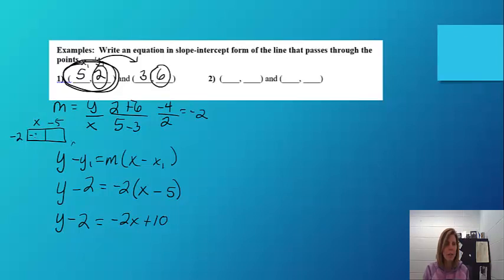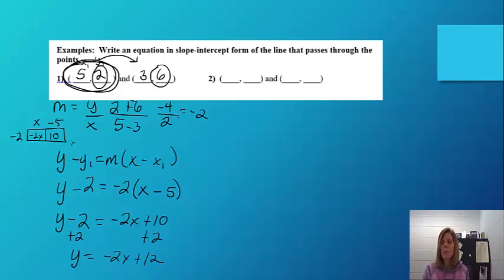Negative 2 times x is negative 2x, and negative 2 times negative 5 is 10. So notice that's exactly what we got. And then from here, we're just going to finish it by adding 2 to both sides. So I'm going to have y equals negative 2x plus 12. And so that would be the equation of my line.